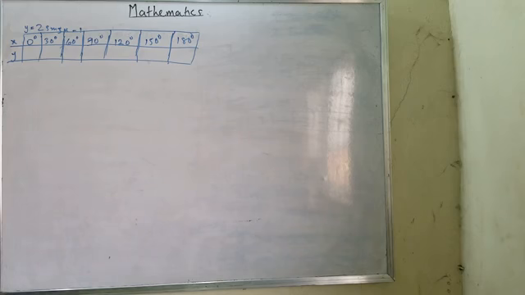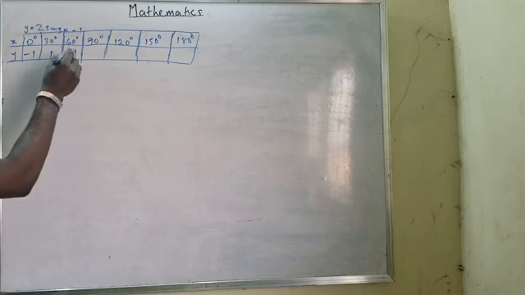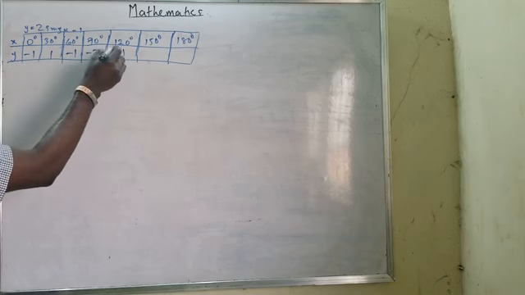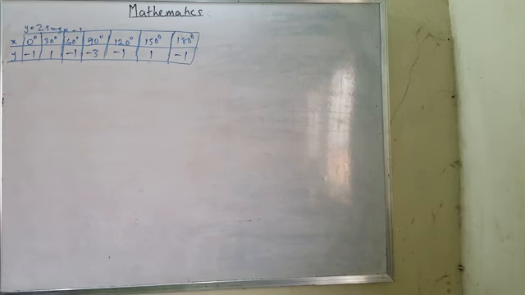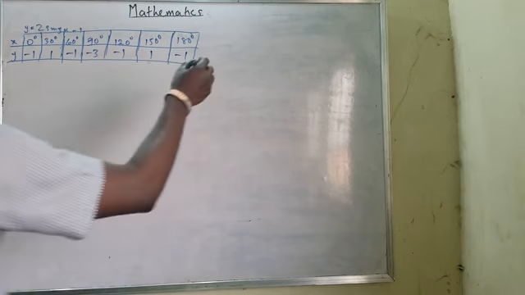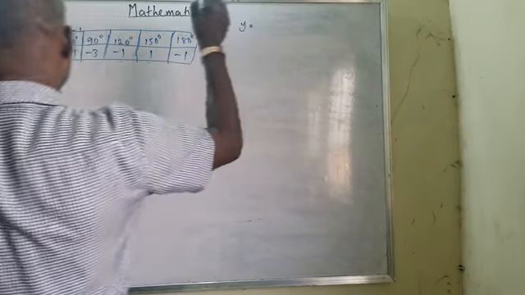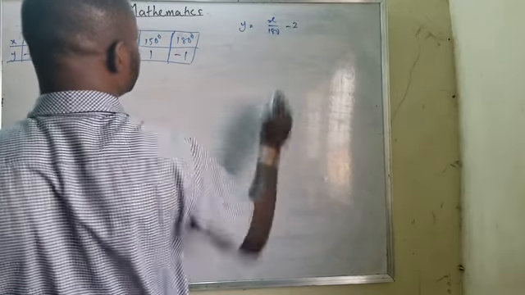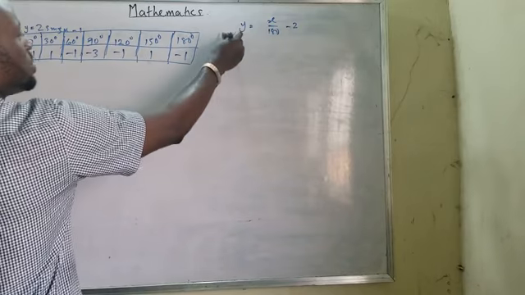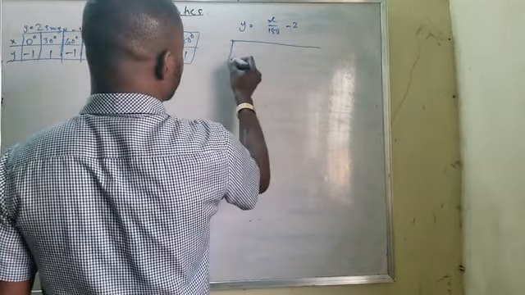Now, the table will be like this: minus 1, 1, minus 1, minus 3, minus 1, 1, minus 1. That is very, very important. That is table 1. For table 2, you just have y equals x all over 180 minus 2. Now, I will have it in this form also.